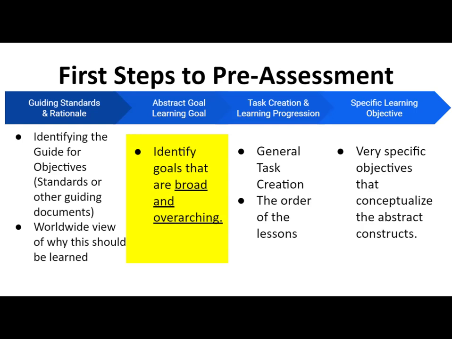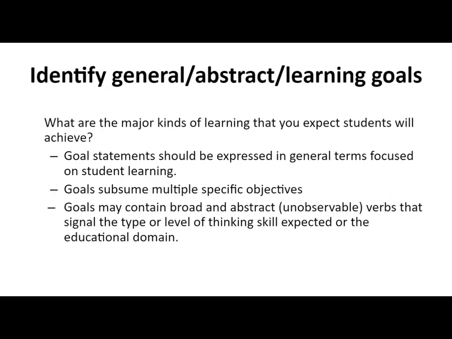The next step in pre-assessment is to look at what you're supposed to teach and the rationale and identify very broad and overarching goals. These are called abstract or general goals. When you're making decisions about these general abstract learning goals, you want to think about the major kinds of learning that you expect students to achieve. And these major kinds of learning should be expressed in very general terms focused on student learning.